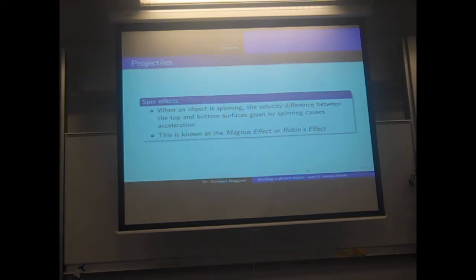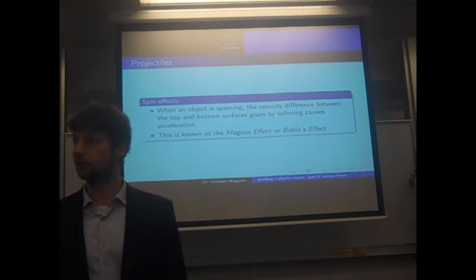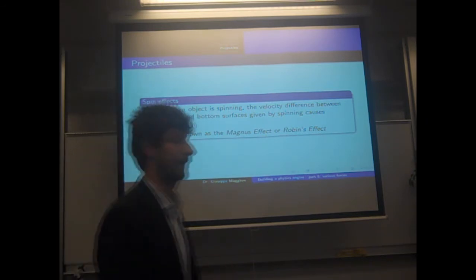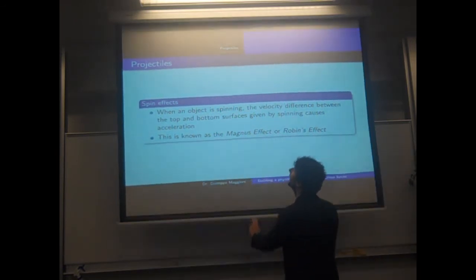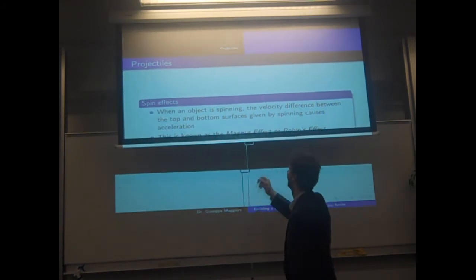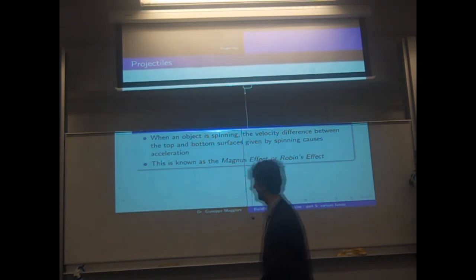Now, when an object is spinning, you also get an additional effect. This effect, known as the Magnus effect or the Robbins effect, causes a significant acceleration perpendicular to both the axis of rotation and the velocity of motion. For this one, I actually have to draw it now.